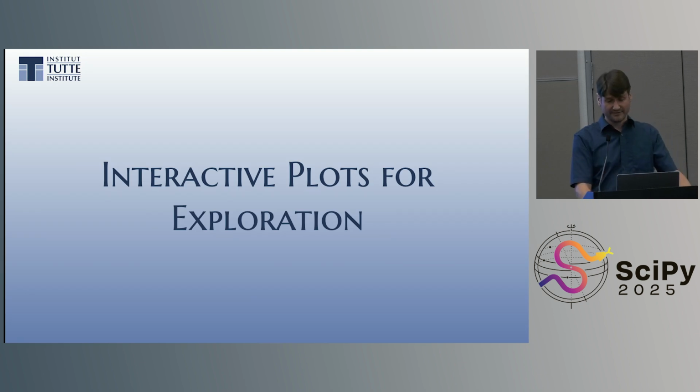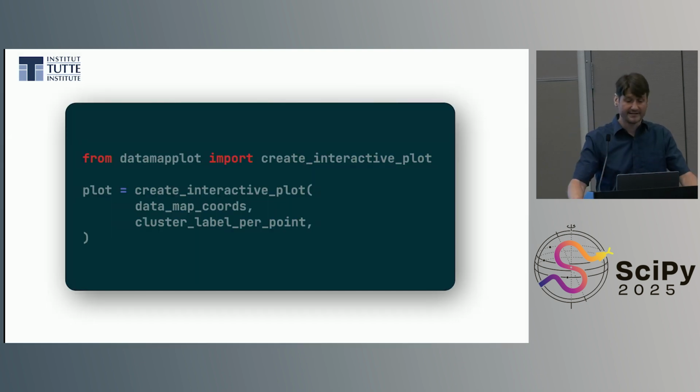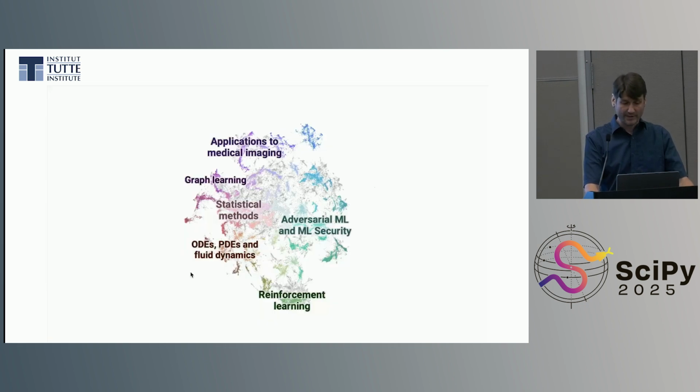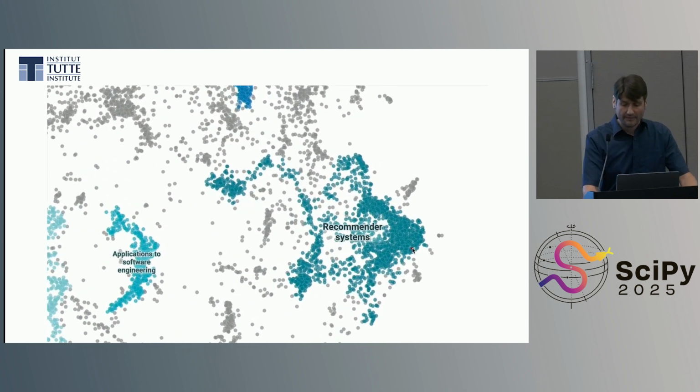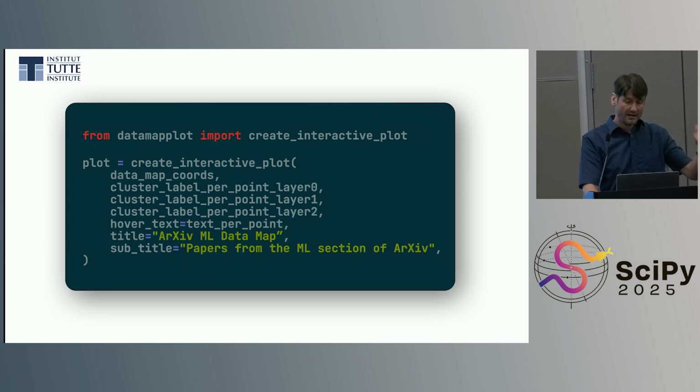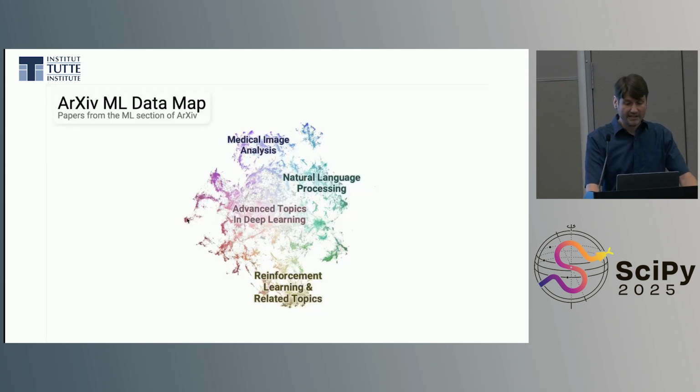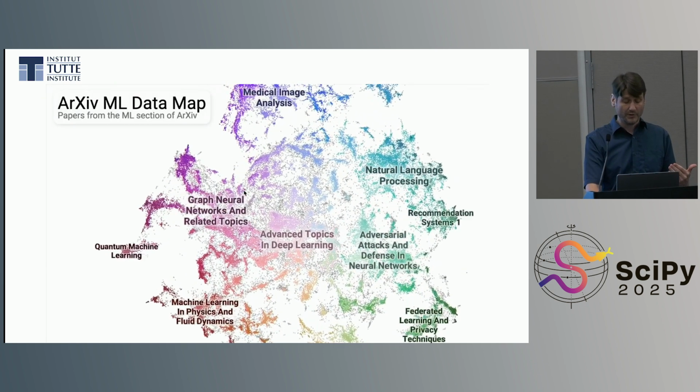What about if you want to do interactive plots? Well, that's as easy as importing create interactive plot. You just call create interactive plot with your data map coordinates, cluster labels per point, and you straight away get an interactive, explorable thing that you can zoom in and pan around. If you want to add a little more detail, ideally a bunch of different layers of clustering, because at finer grained layers of resolution there might be more interesting labels you want to apply, and the hover text, a title and a subtitle just to make it clear, you can get something that allows you to hover over points and get more information.